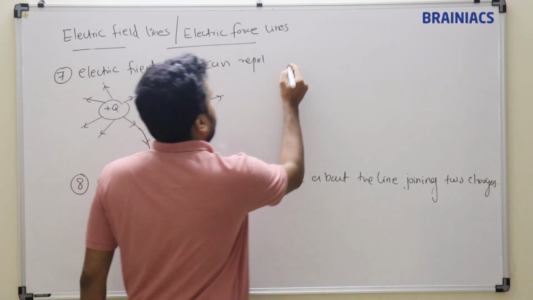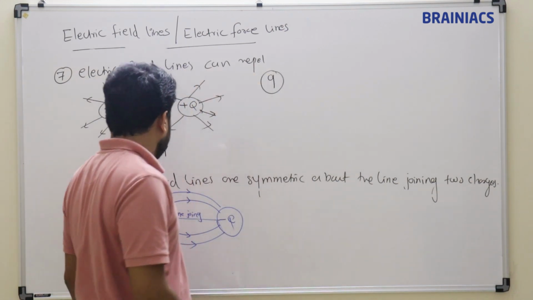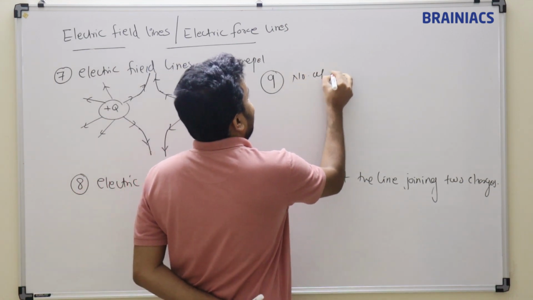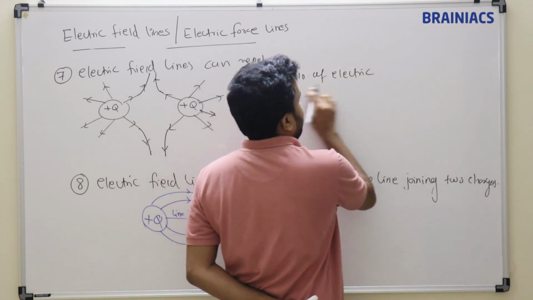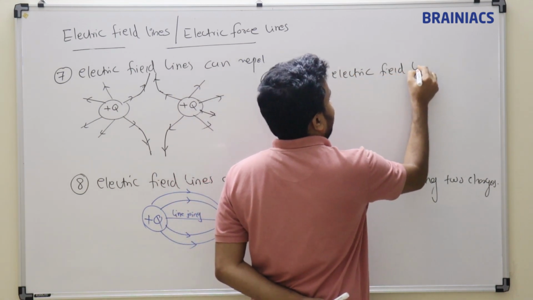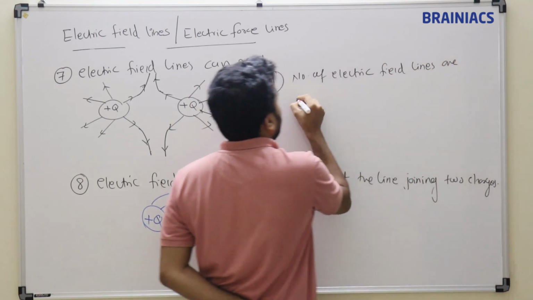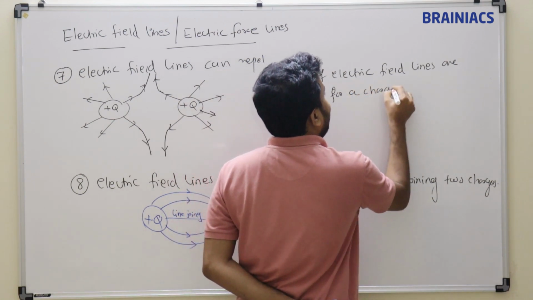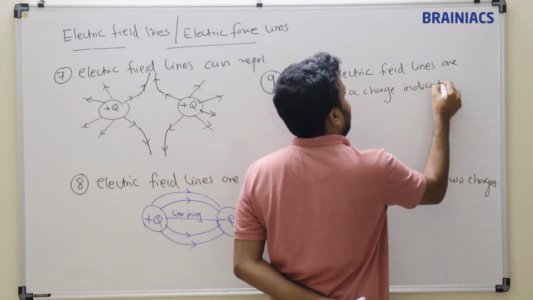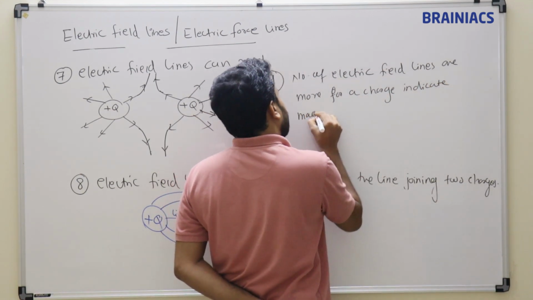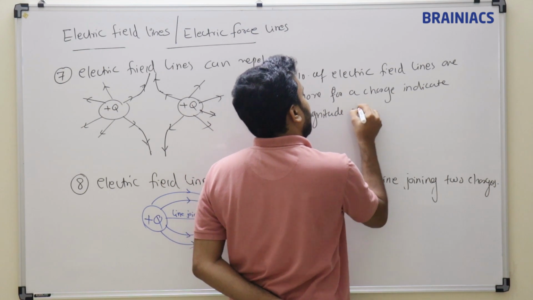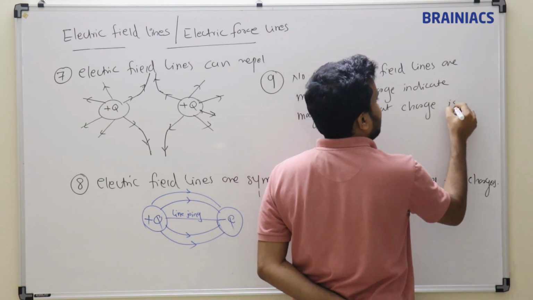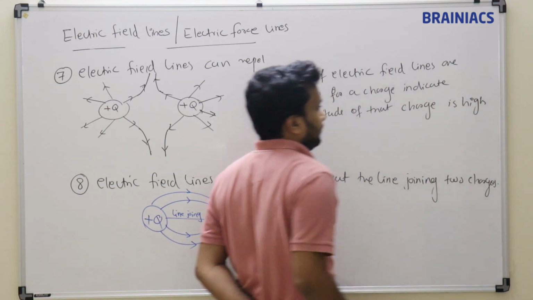And my next point, the final one, I guess the 9th, the final one. The number of electric field lines is more for a charge. More lines for a charge indicates that the magnitude of that charge is high. What does this mean to us?